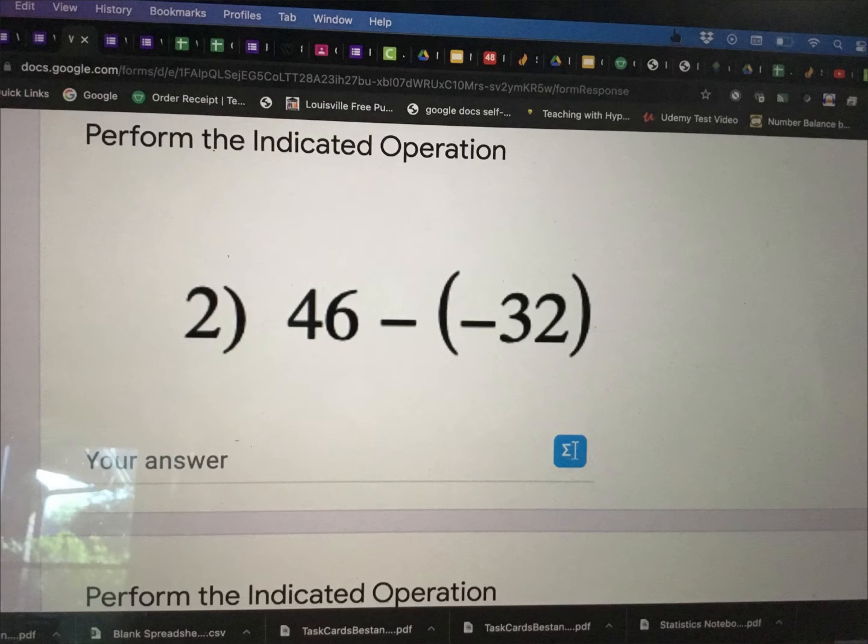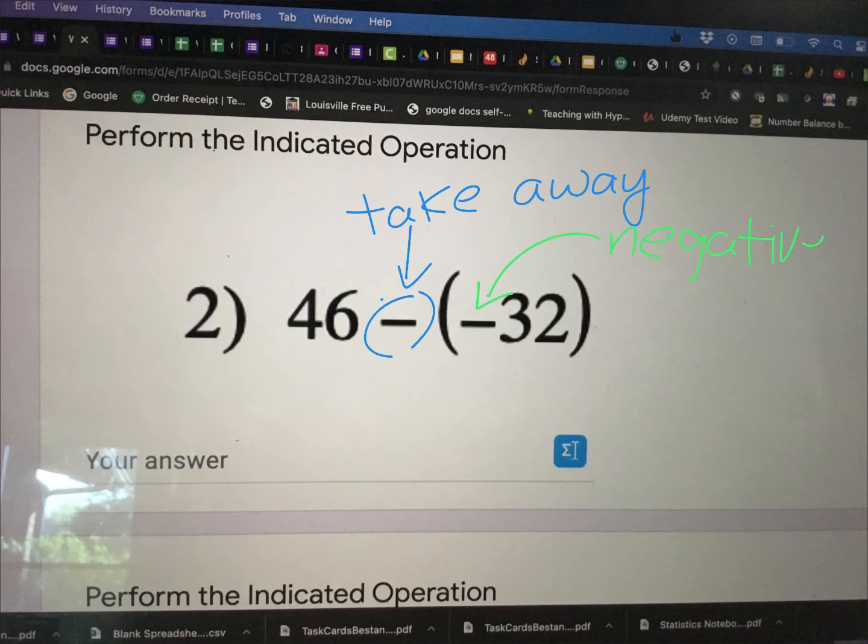Hi mathematicians! In this first example, it is important to remember exactly what it means when you're subtracting, because here we've got that subtraction symbol, which means that you're taking away. Remember, old school, elementary school, that subtraction symbol means take away. And then right next to it, you have a negative. So if you think about what you're doing here, you are taking away a negative number.